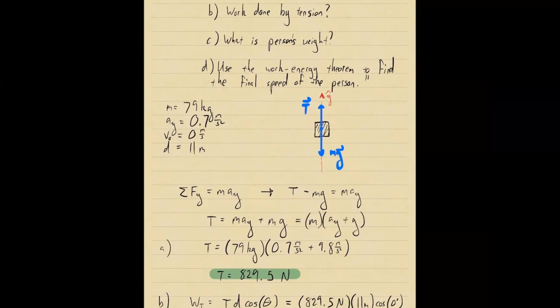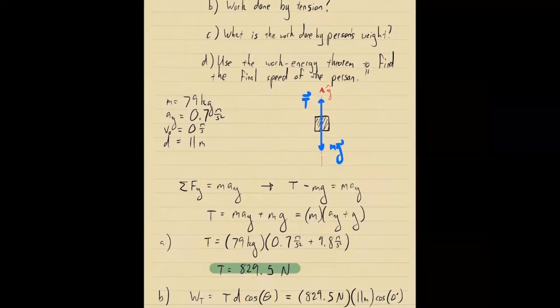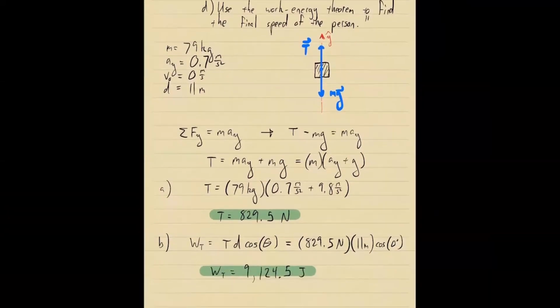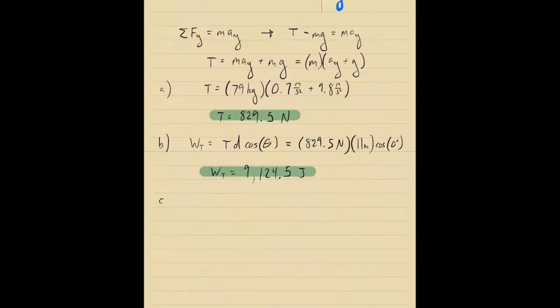Okay, so I think I goofed. Part C is not actually asking for the person's weight. It's asking for the work done by the person's weight. So we're not just multiplying m by g. We're actually trying to find the work done by the force of gravity when we're lifting this person up. So that's going to be part C.